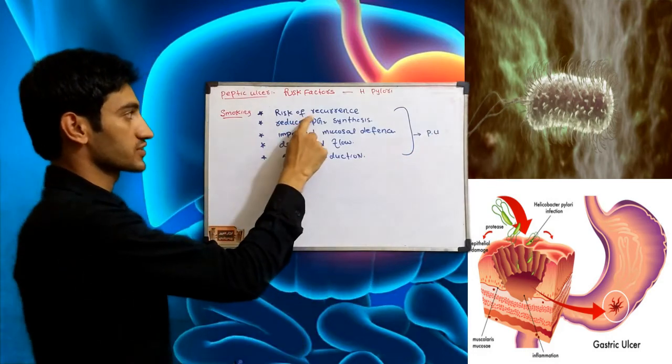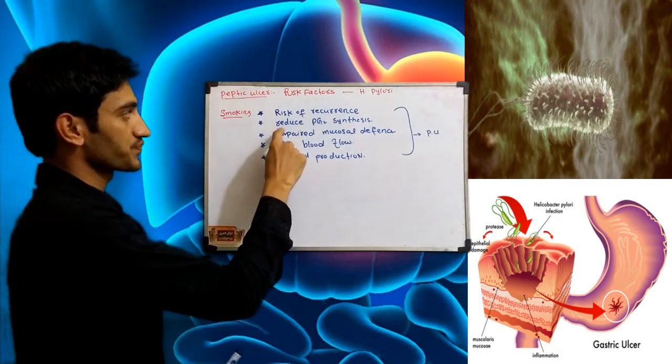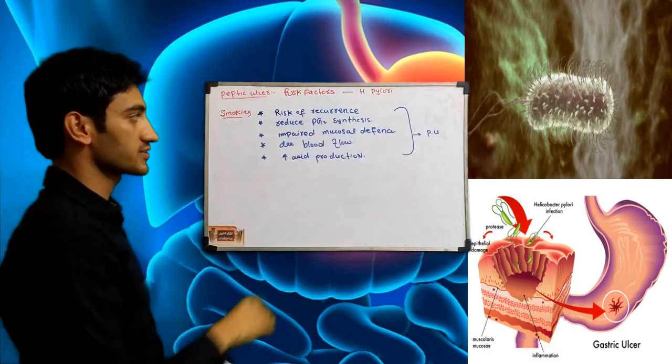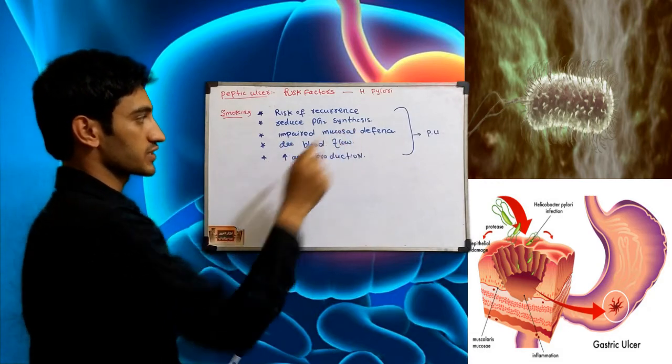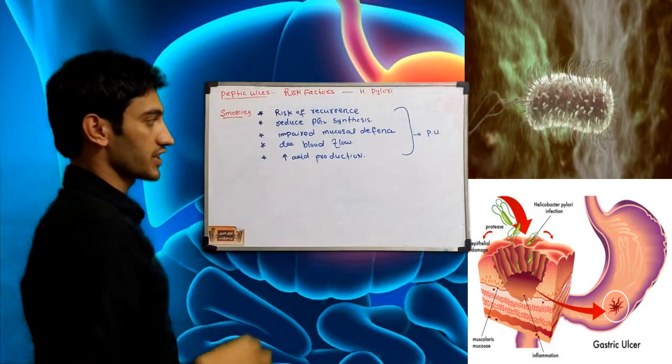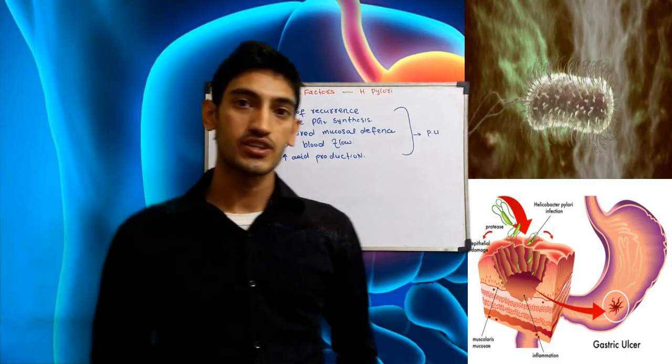So it increases the risk of recurrence, it reduces the prostaglandin synthesis, it causes impaired mucosal defense, it decreases the blood flow, and it increases the acid production, and ultimately leads to the peptic ulcer.